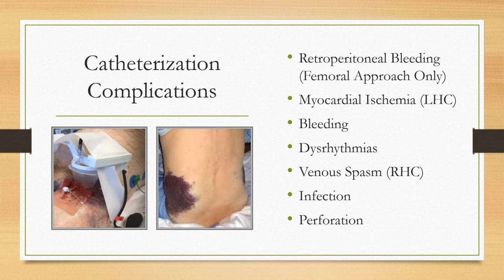Venous spasm, sure, you could cause a vein to go into spasm with a right heart catheterization. Infection is always a risk whenever you open or puncture the skin. Perforation, you could perforate an artery, which is bad news, right? Because arteries are under high pressure. You could perforate a coronary artery. You could perforate as you're threading the catheter up the aorta. Something could be accidentally perforated and cause a lot of bleeding. Okay, so those are things to think about.